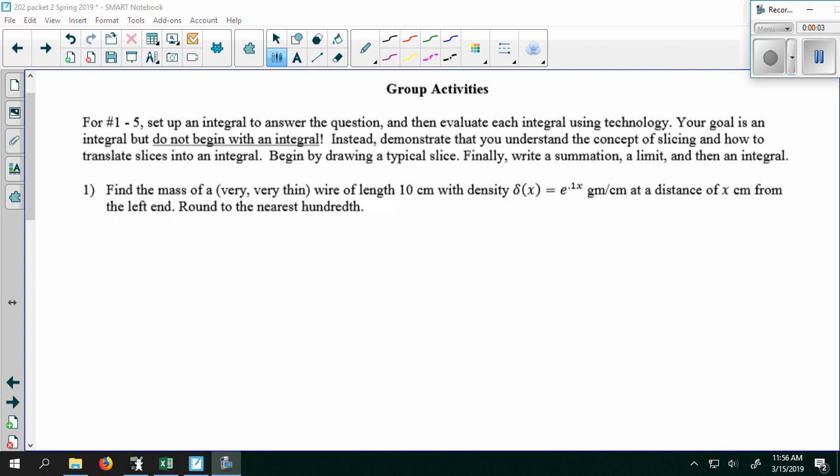Okay, so for each of these problems, we're going to set up an integral, evaluate the integral using technology, and our goal is an integral, but we do not want to begin with an integral. We're going to use our new slicing technique to build each integral.